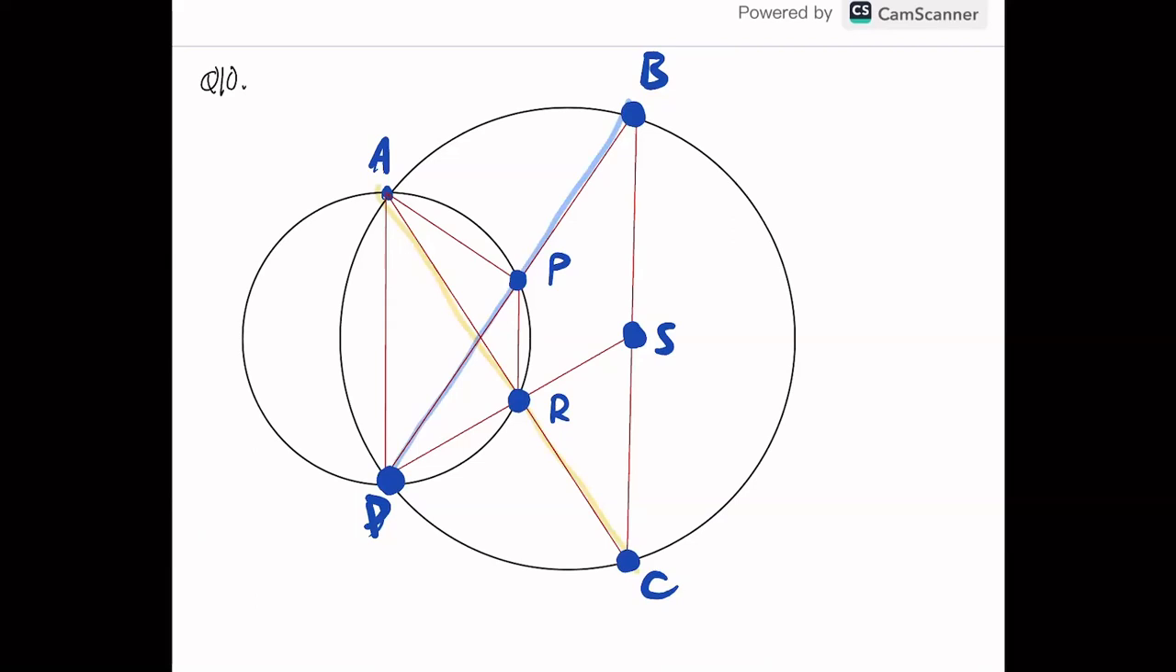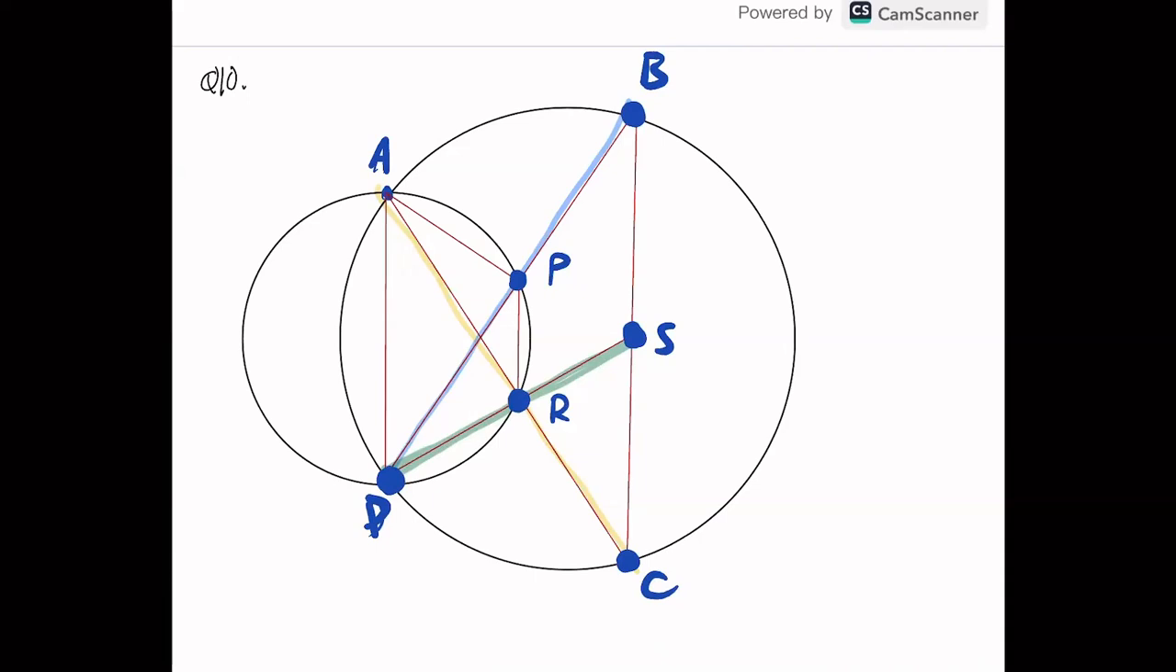DR is produced. Produce means you extend. You extend either left or right until it meets BC. So extend towards this direction. So DRS is a straight line as well. I'll just highlight it again. Green, another color green. Then you want to prove that PR is parallel to BC.